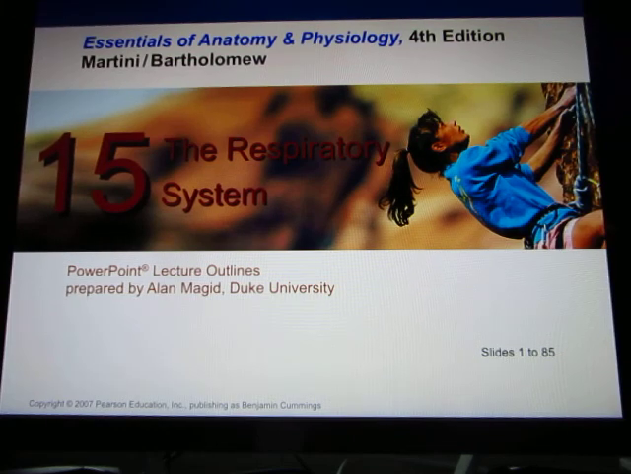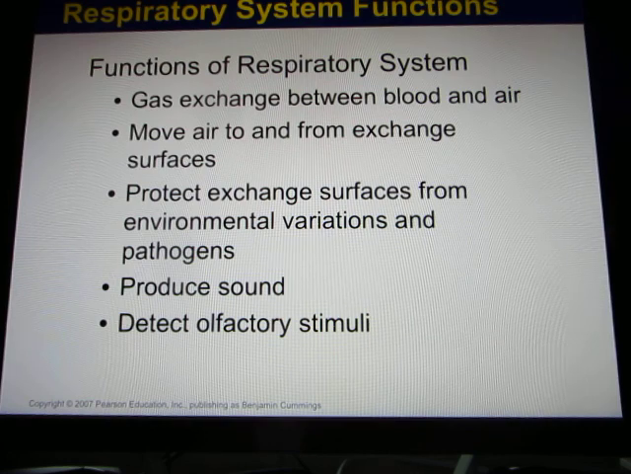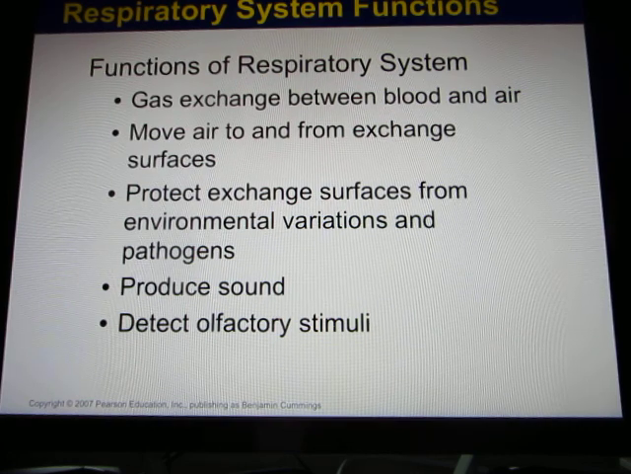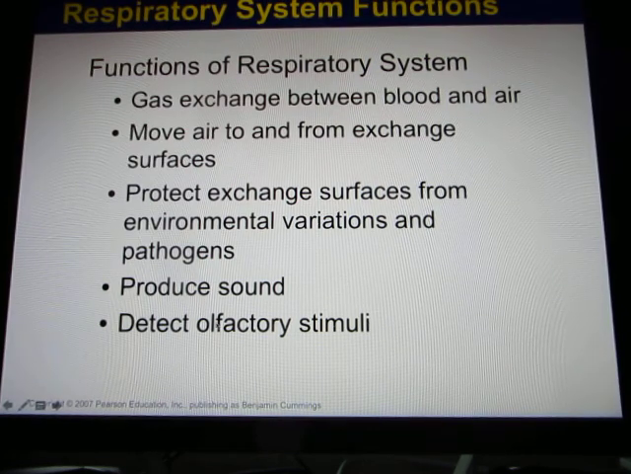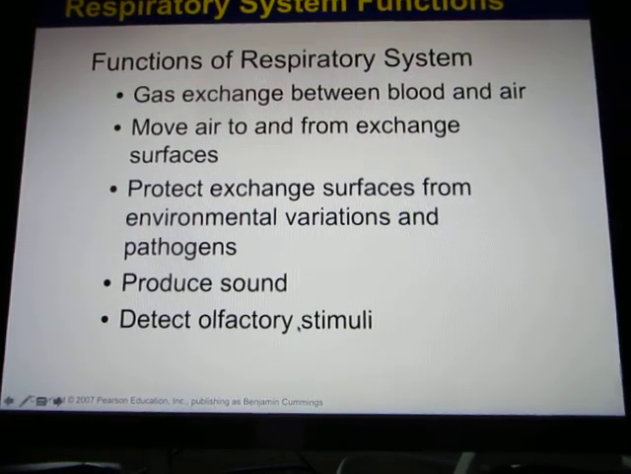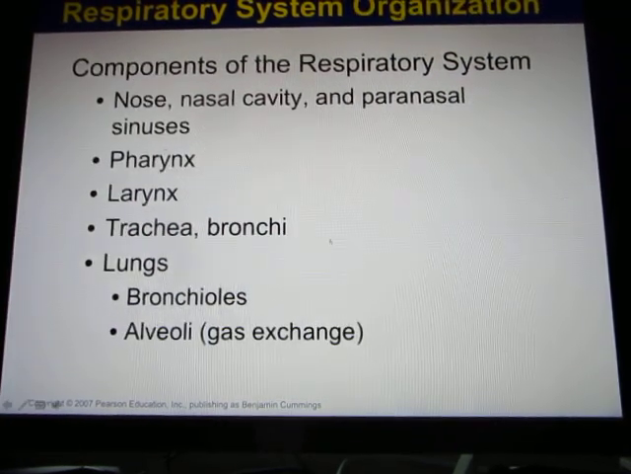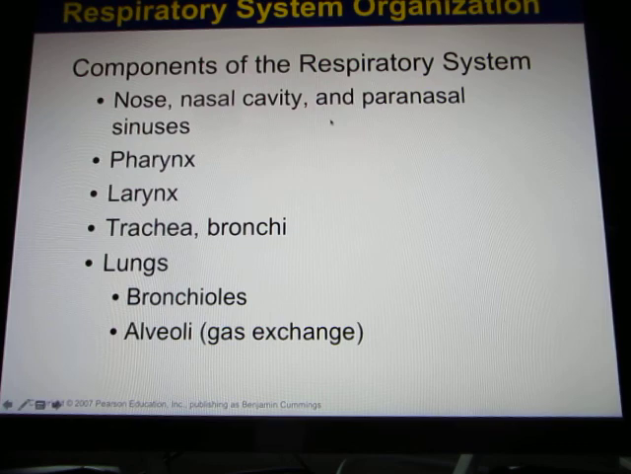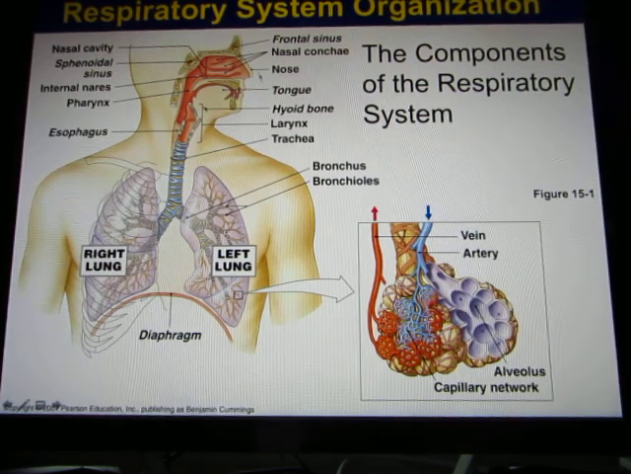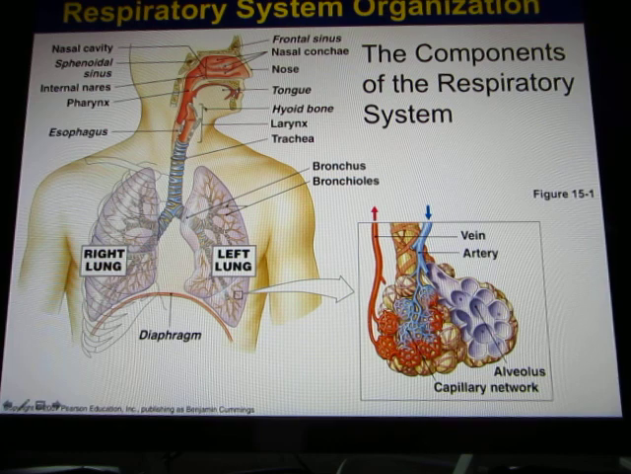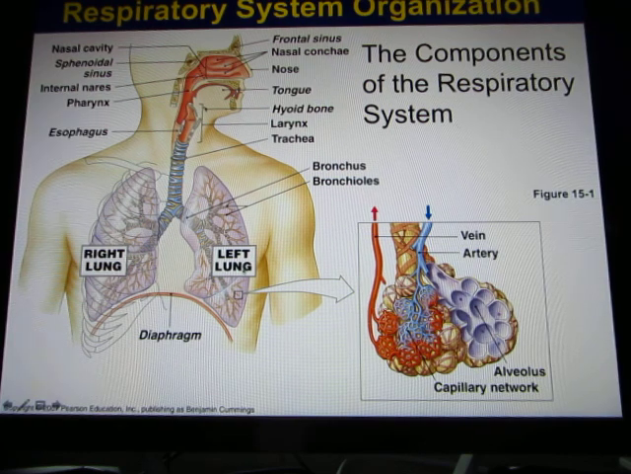Well, in the respiratory system, the function of the respiratory system is gas exchange, and also to produce sound and detect olfactory smell. And this slide shows you the structure of your respiratory system. Start from the nose, pharynx, larynx, and your trachea, your bronchi, and eventually go to your lung. So your respiratory system starts from your nose and eventually goes to your lung.